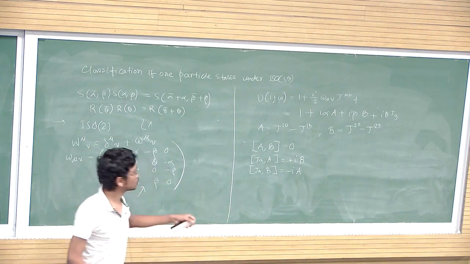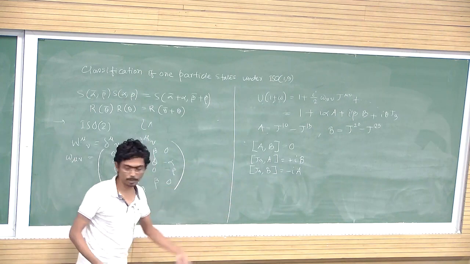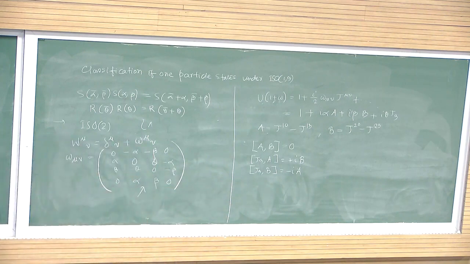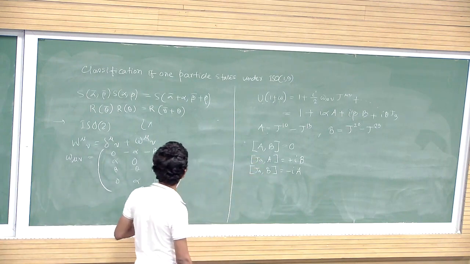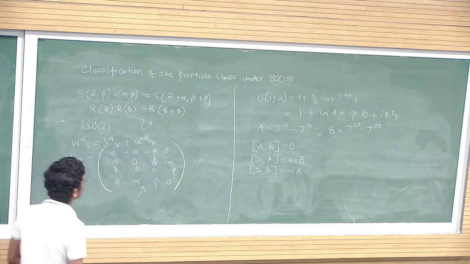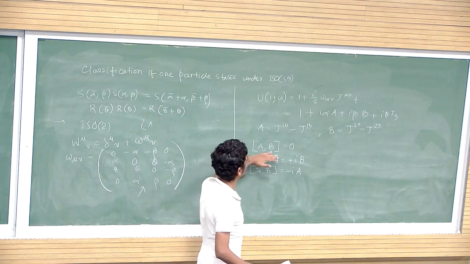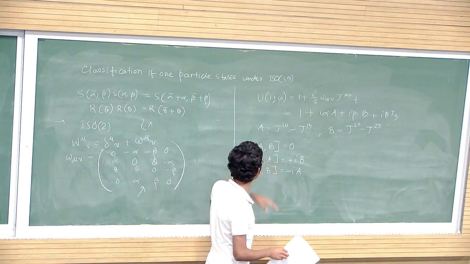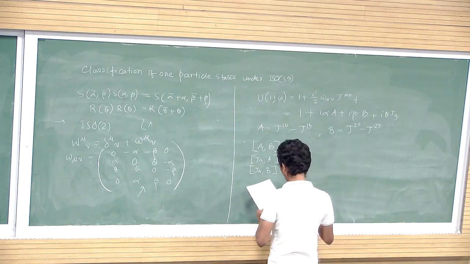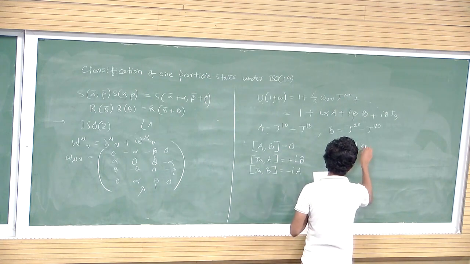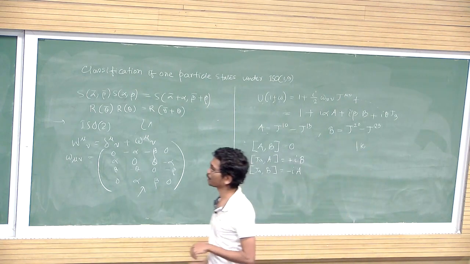So now what you were saying, this A and B actually commute among themselves. Yeah, and since A and B commute among themselves, what we can do is choose the eigenstates of these two operators simultaneously, right? We can diagonalize them simultaneously. So what we can do is choose an eigenstate.